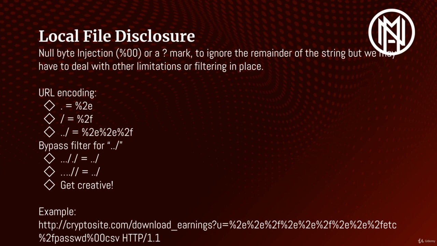But since the application is looking for a set of strings in a particular order, we can mess with it a little bit until we understand how it works. In this case, the application looks for two dots and a slash, and only that string, and replaces it with nothing. So if we add a dot in the beginning and a ./ at the end of our ../, it will take out the middle part and convert what remains into a ../ at the end.